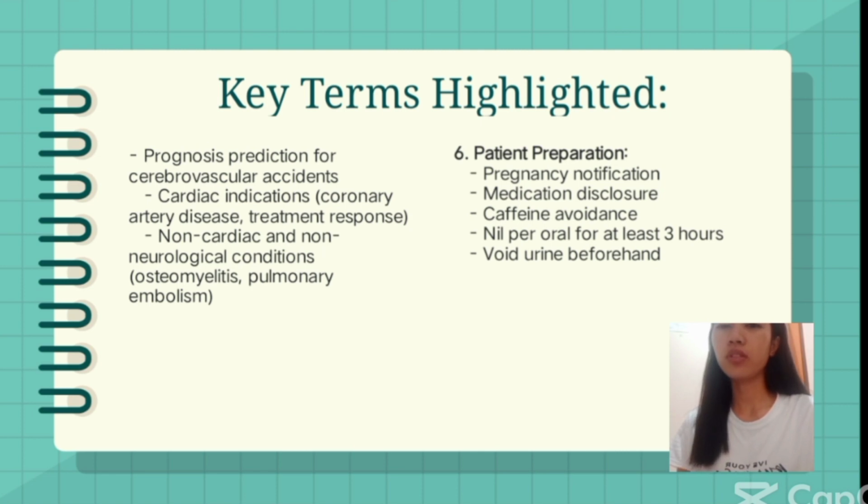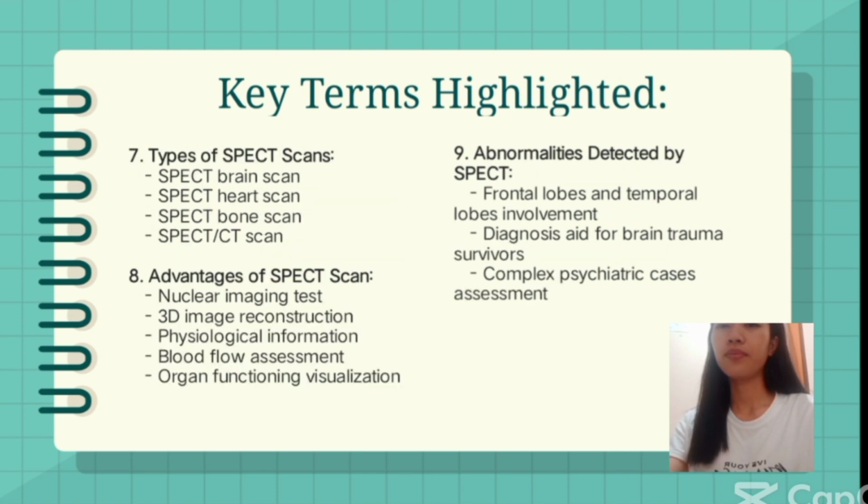Number 6 is the patient preparation: pregnancy notification, medication disclosure, caffeine avoidance, no meal per oral for at least 3 hours, void urine beforehand. Number 7 is the types of SPECT scans: SPECT brain scan, SPECT heart scan, SPECT bone scan, SPECT or CT scan.